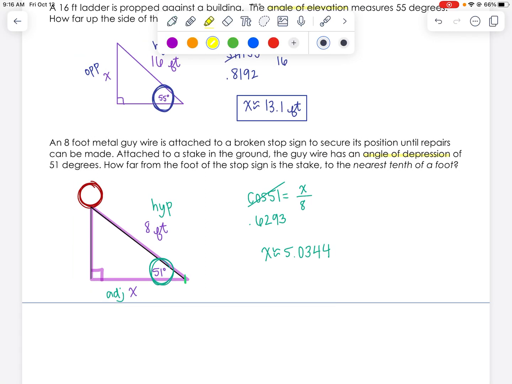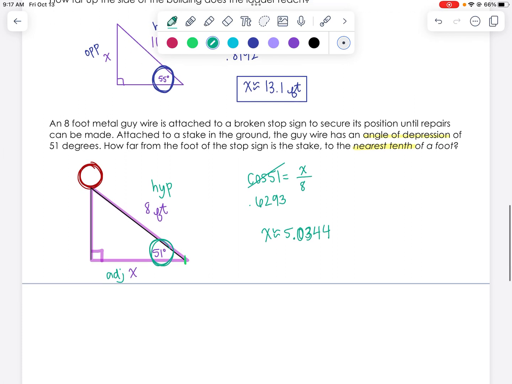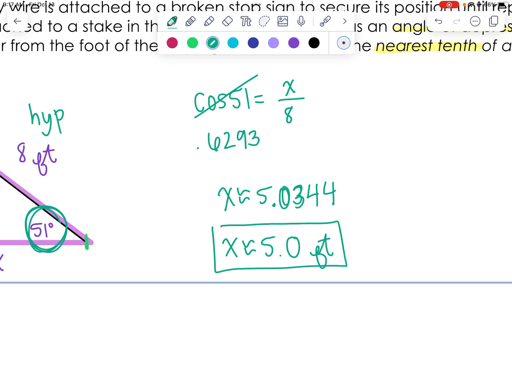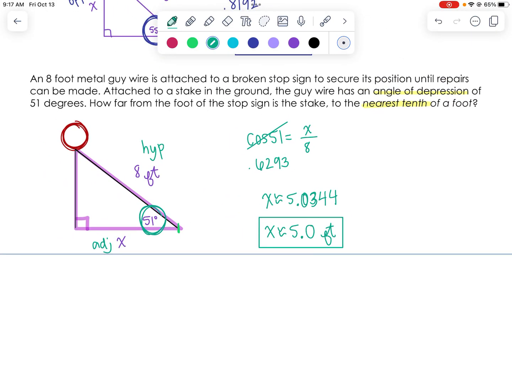But if you go back and you read this question, it says to the nearest tenth of a foot. And if I have 0.03, that would stay at 5.0, but it says nearest tenth, right? So I need to go ahead and say 5.0 feet and put that 0 in there. So just be really careful with rounding. If it talks about having it out to a certain place, make sure you put a 0 there, even if you round, just to show that you know how to round correctly.